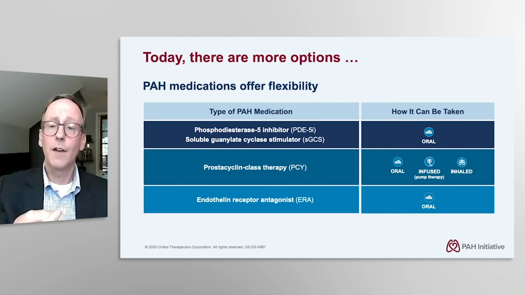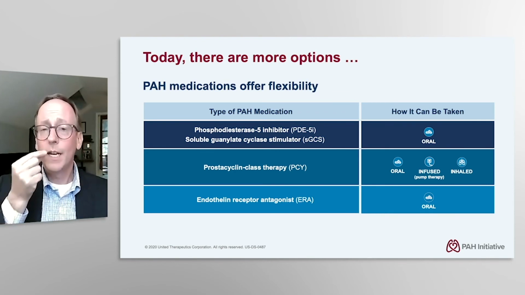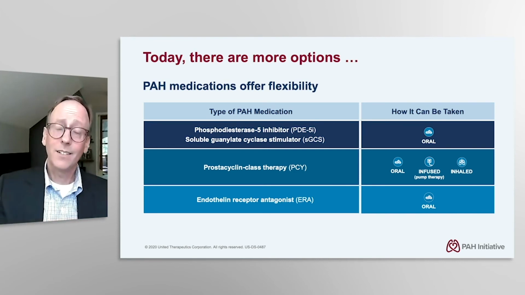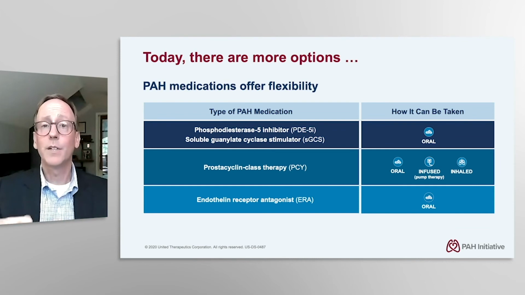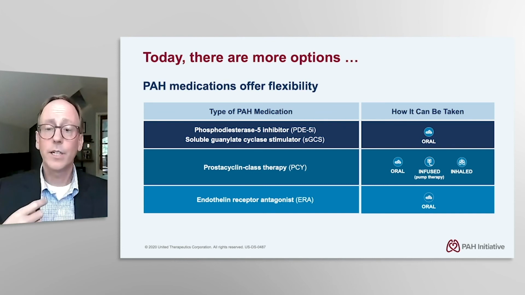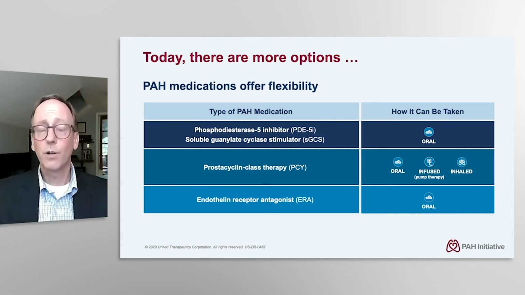So on the PDE5 or SGCS, there's only medications that can be taken orally, or that is by mouth. In the prostacyclin class, the medications can be delivered by all 3 routes for which we currently deliver pulmonary arterial hypertension medications. That is, they can be given orally, they can be infused, or they can be inhaled where the medication is delivered directly to the lungs. And then there's endothelin receptor antagonists, or ERA, that are, again, only oral therapies, that is, those taken by mouth.